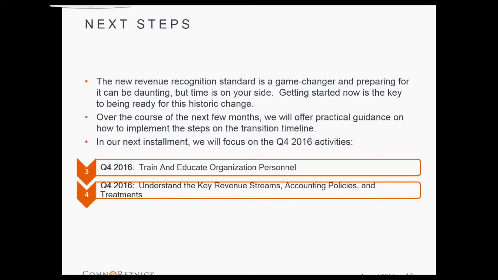Next steps. The new revenue recognition standard is a game changer, and preparing for it can be daunting, but time is currently on your side. Getting started now is the key to being ready for this historic change.